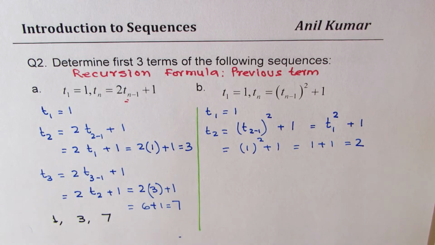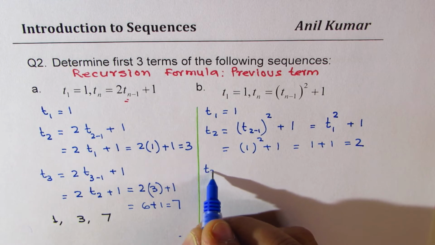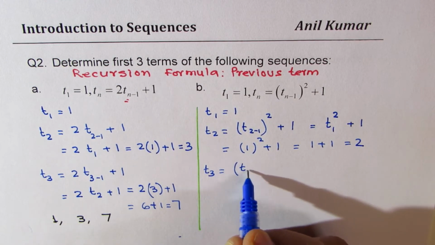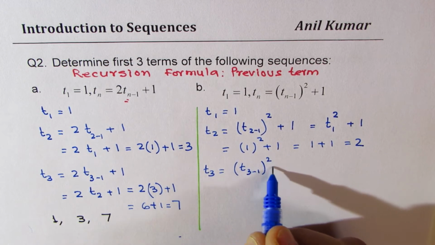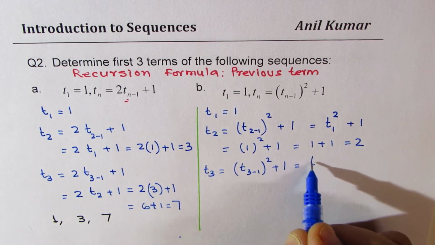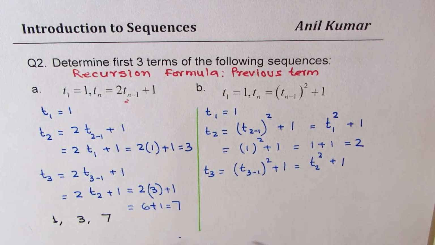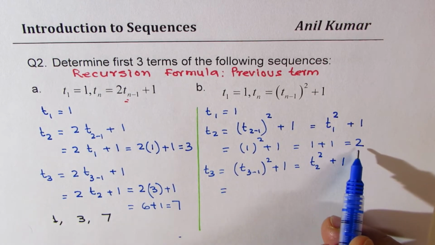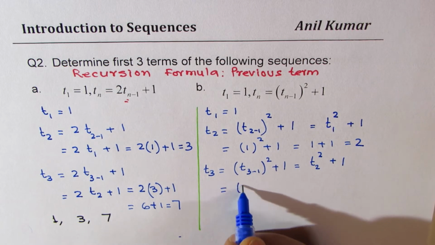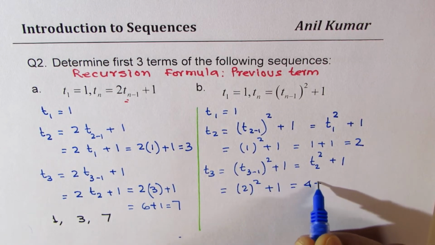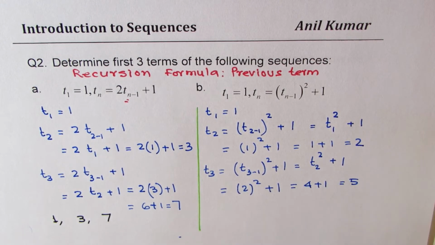So that is the second term. Third term will be, substitute 3 for n. So we get T3 = (T2 minus 1) whole square plus 1. That is to say, square of second term and then you add 1. Now second term is 2. So we'll square 2 this time and then add 1, which is 4 plus 1 or 5.